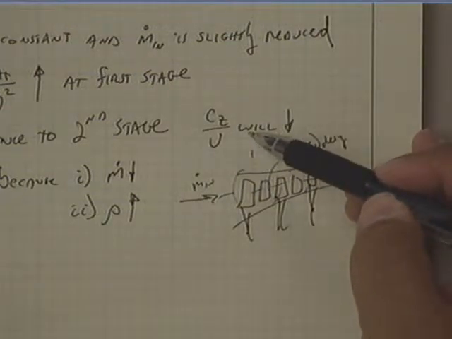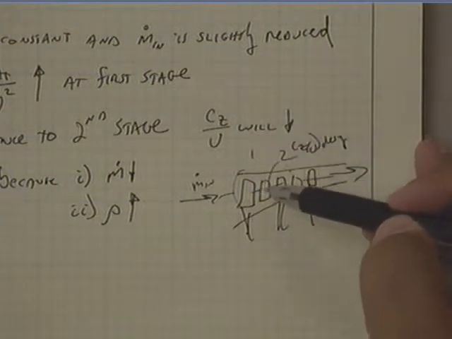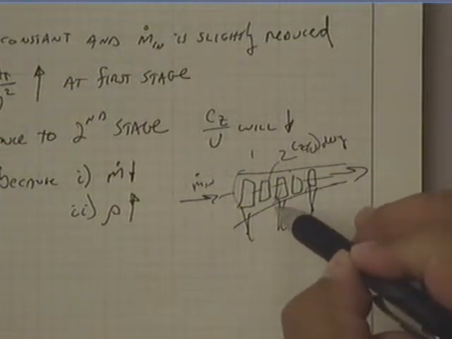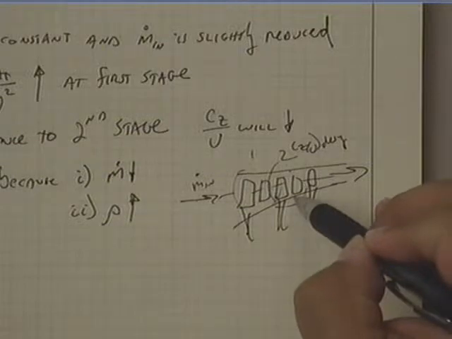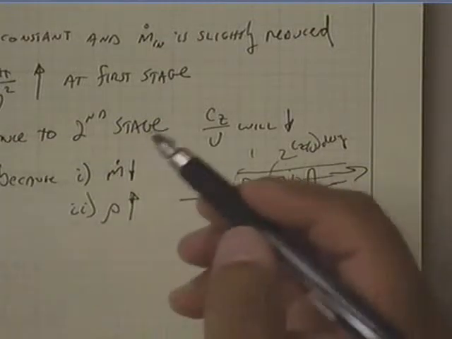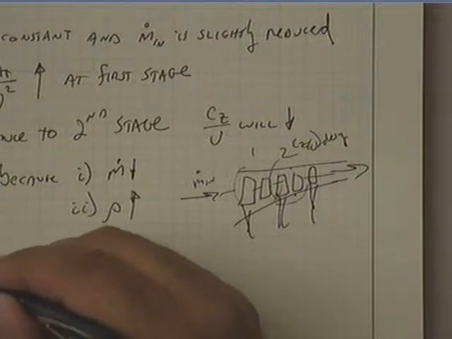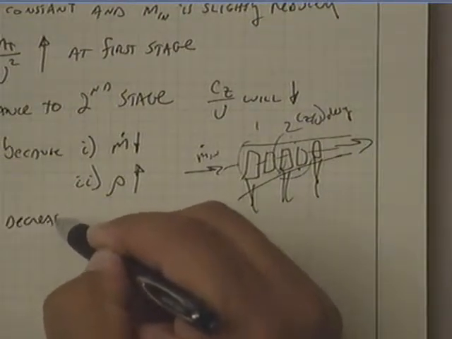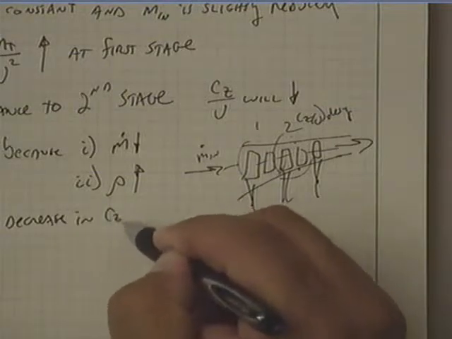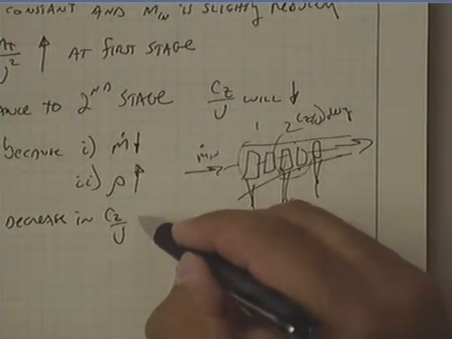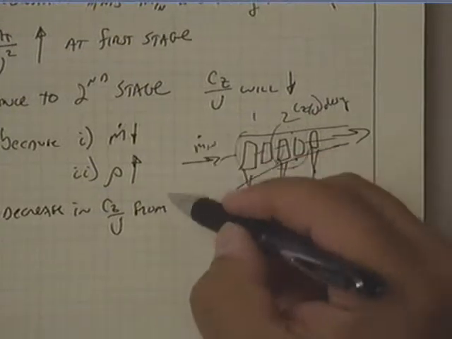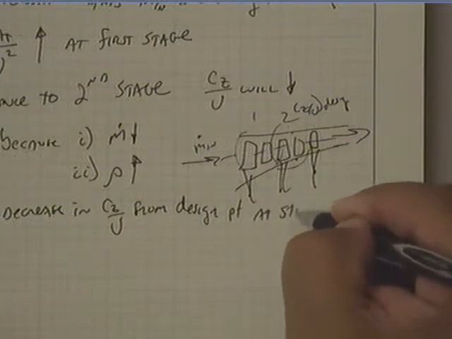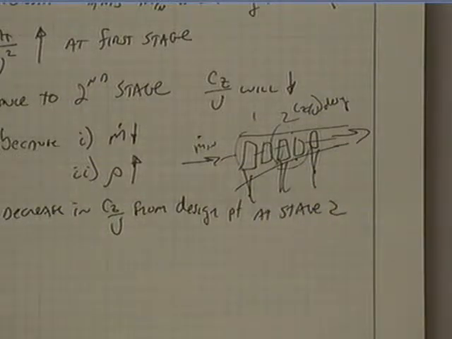CZ will further decrease. If CZ further decreases, because density is going up and mass flow is going up, that means that there's more work that's going to be done by stage 2. Okay? So you get a greater decrease in CZ over U from the design point at stage 2 of the multi-stage compressor.